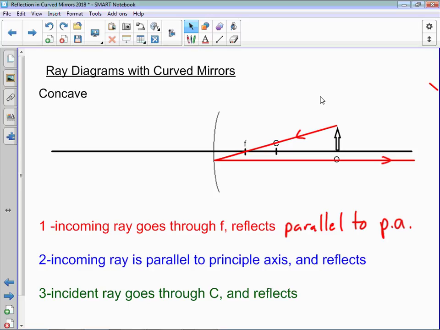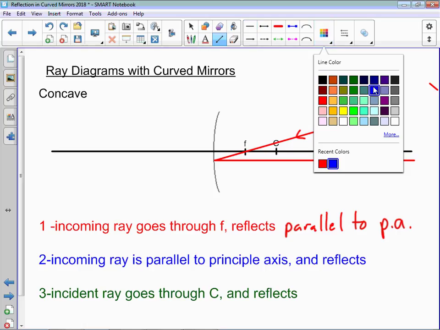So let's look at a second light ray. The second light ray is going to come in, and we're going to do the opposite. It's going to come in parallel to the principal axis. So let's draw a blue light ray here.